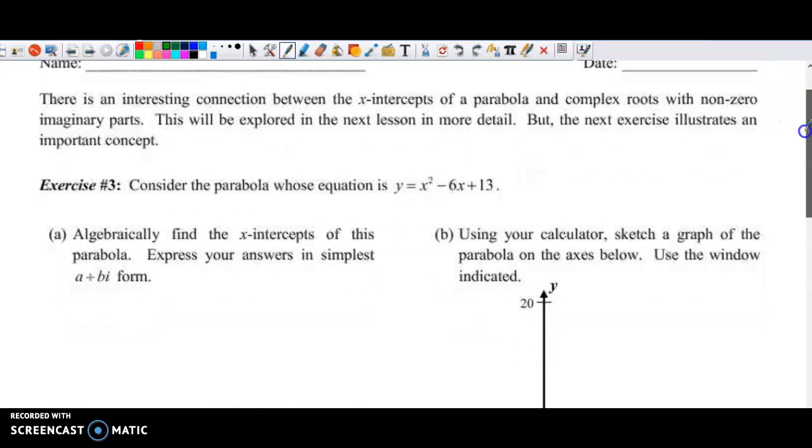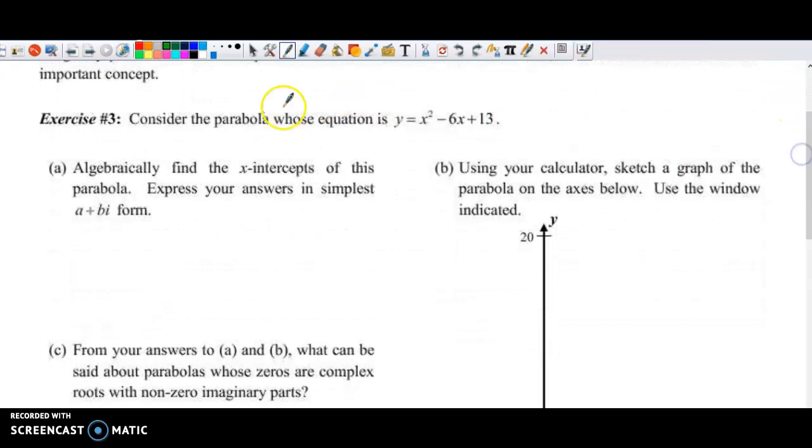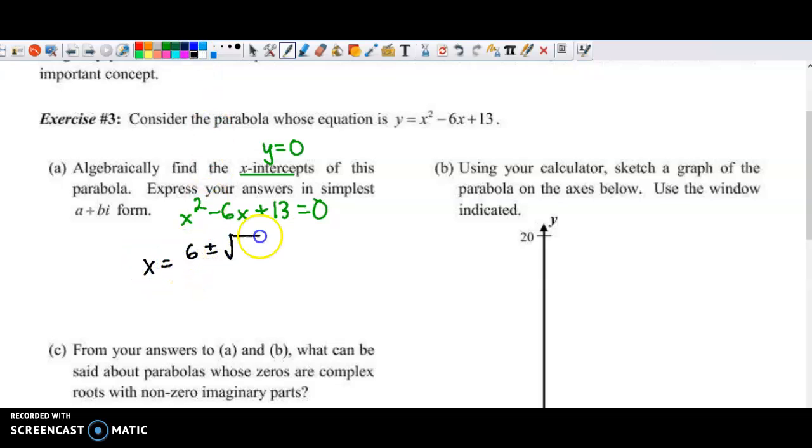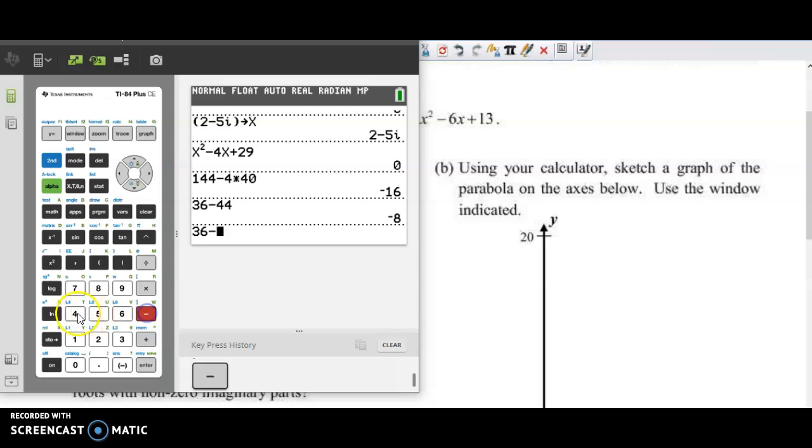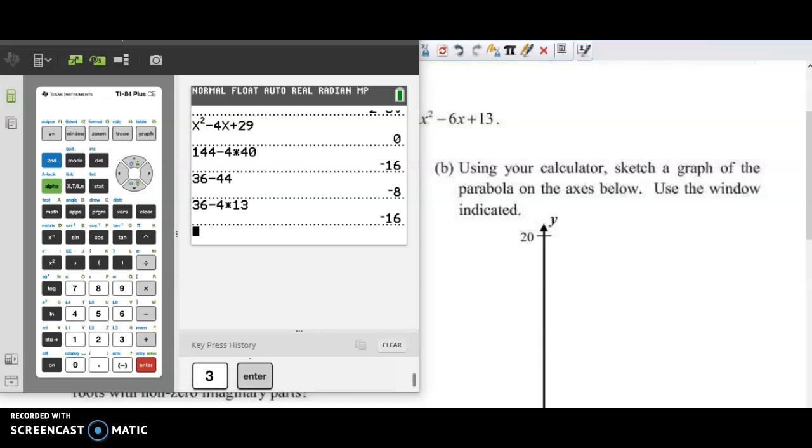So this is where we're getting into the x-intercepts. If we were to ask you for the x-intercepts on this problem, that would be setting the equation equal to 0. It's a reminder that the x-intercepts are when y equals 0. So if you go through that process and set the equation equal to 0 and use the quadratic formula, x equals negative b plus or minus the square root of b squared minus 4ac, all over 2a. So 36 minus 4 times 1 times 13. All right, that's negative 16.